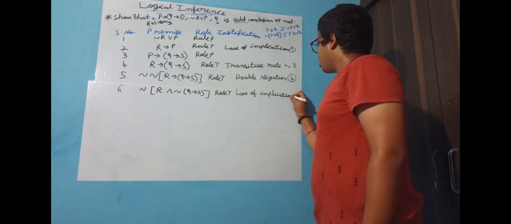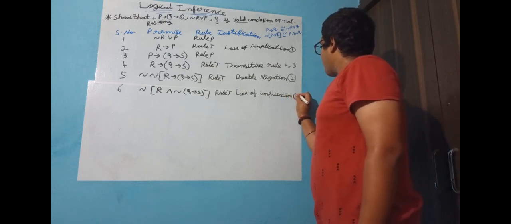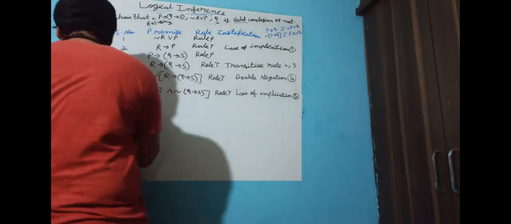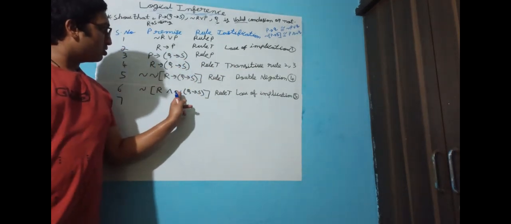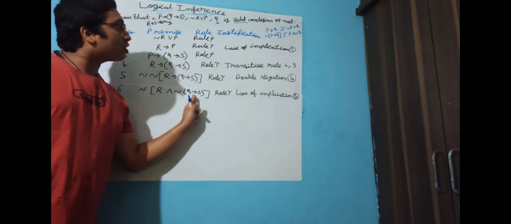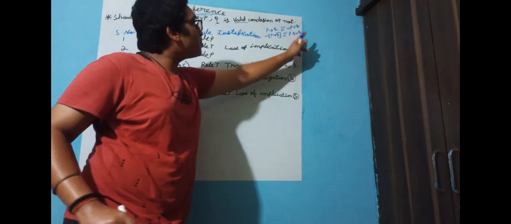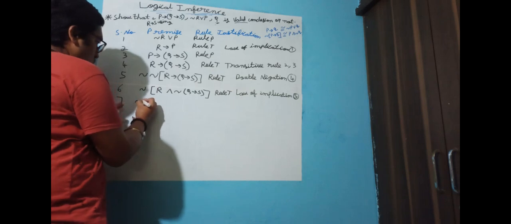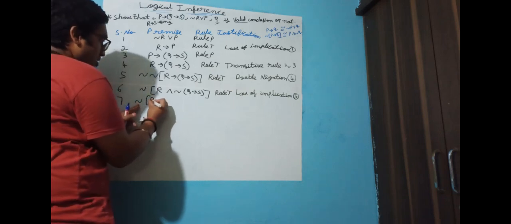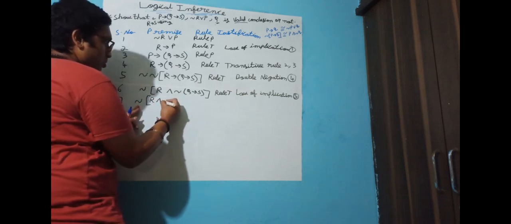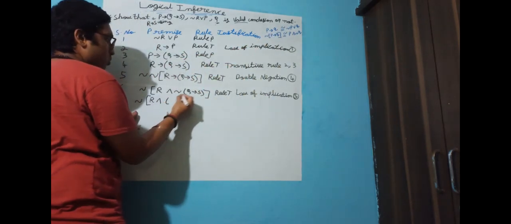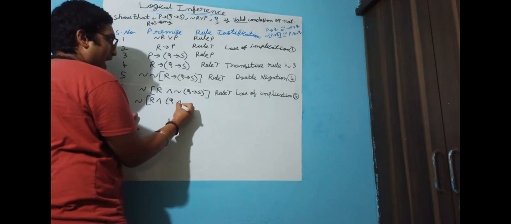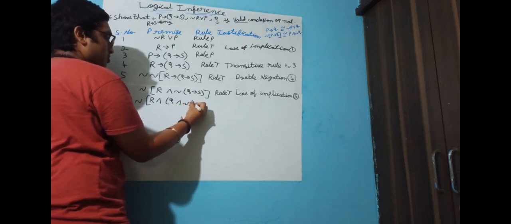Law of implication for step 5. Next, in the 7th step, again if you see, this is negation of P implication Q format. So you can write it as P and negation Q. So first negation of R, and negation of P implication Q is nothing but P and negation Q. P is nothing but Q and negation S.